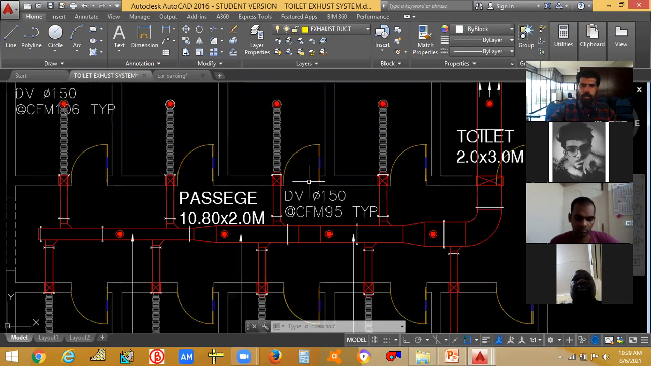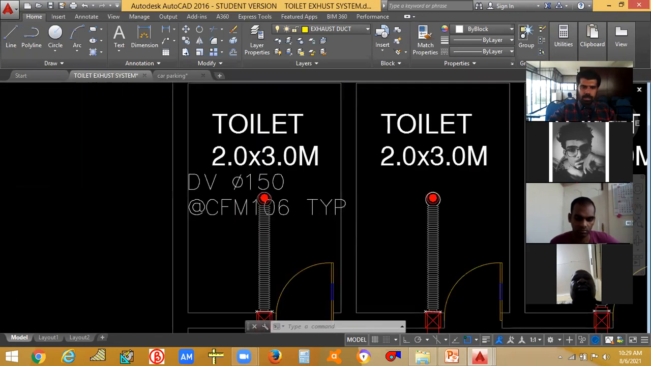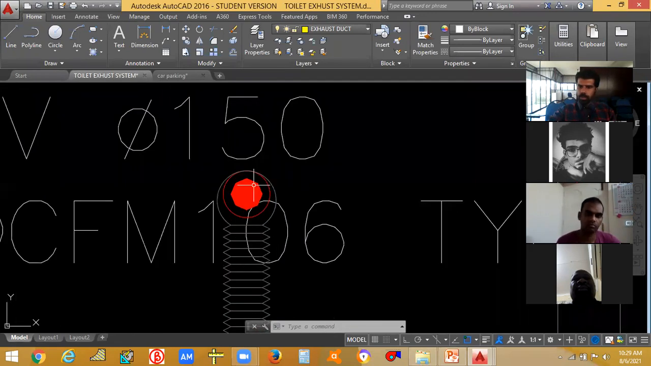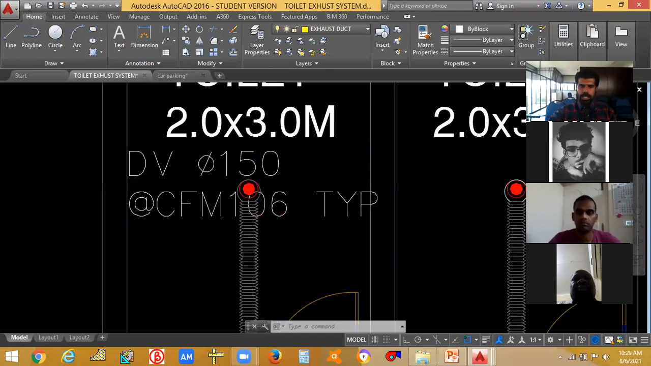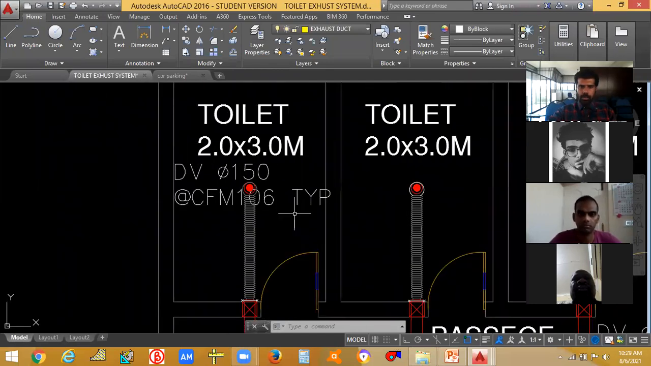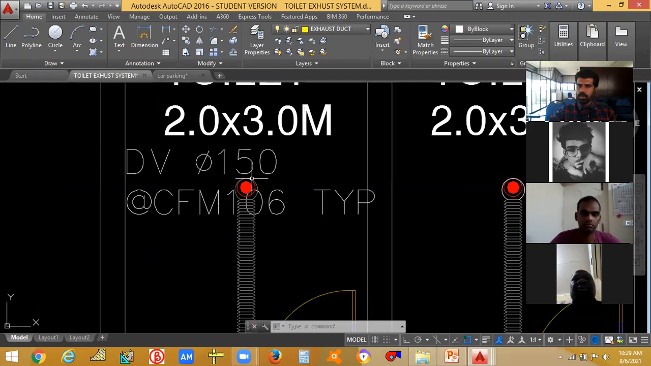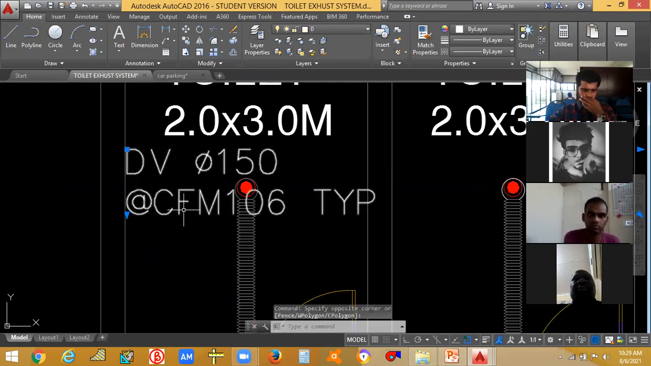And we have to choose the disc valve. This is known as disc valve. So according to the CFM that you have calculated, you have to choose the size of the disc valve. Here the size of the disc valve is 150. The diameter is 150. And the CFM I calculated is 106 CFM.